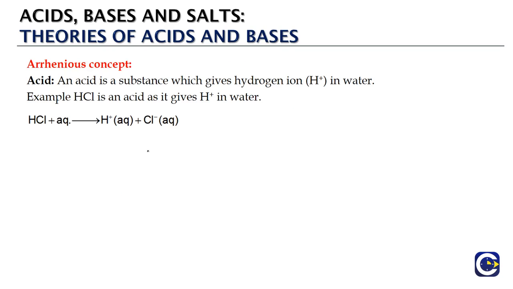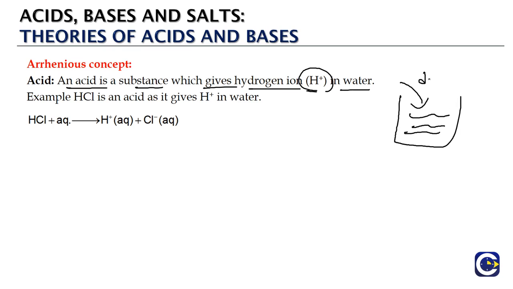Starting with the Arrhenius concept, as per the Arrhenius theory, an acid is a substance which gives hydrogen ions. H+ ions are basically hydrogen ions in water. Whenever we dissolve a substance in water, if it is an acid, it is going to give us H+ ions on dissociation. For example, if we dissolve HCl in water, the aqueous medium, it gives us H+ ions and Cl- ions. So this is what we are looking for.